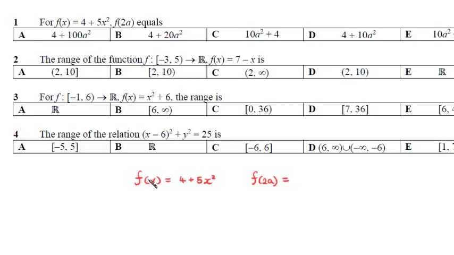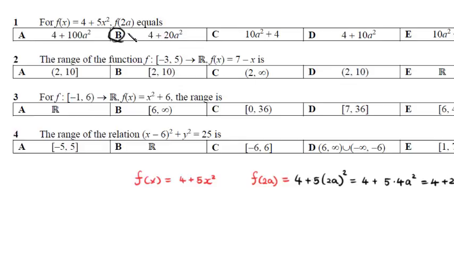In this lesson, when we had negative x, we simply plugged in whatever it was into the x. So when we had negative x, we plugged in negative x right here. If we have 2a, all you have to do is plug in 2a where the x is. So this becomes 4 plus 5 times (2a) squared. If you expand this out, you get 4 plus 5 times 2 squared, which is 4, times a squared. So this is 4 plus 20a squared. So the answer is 4 plus 20a squared.